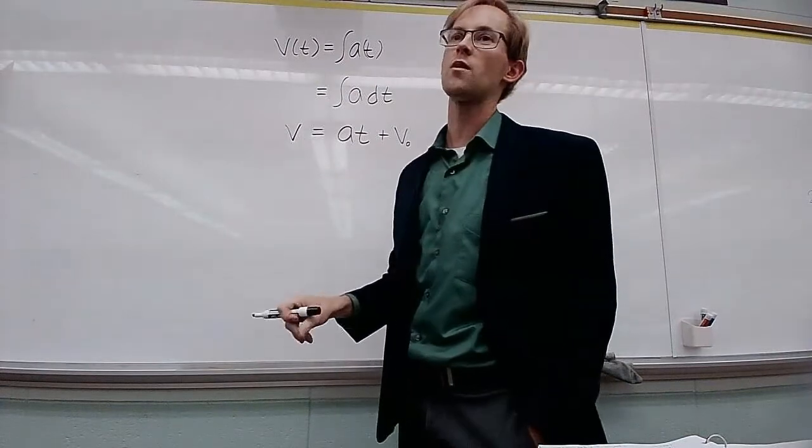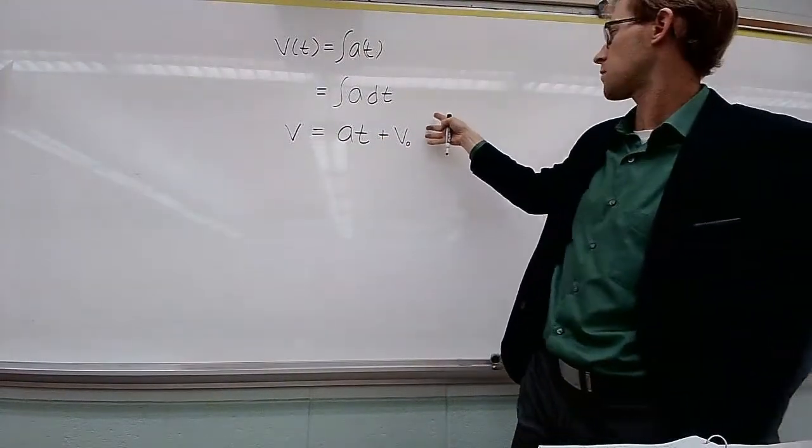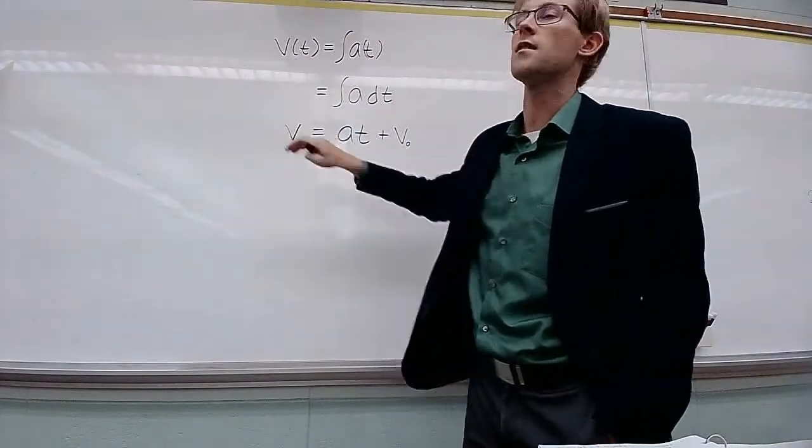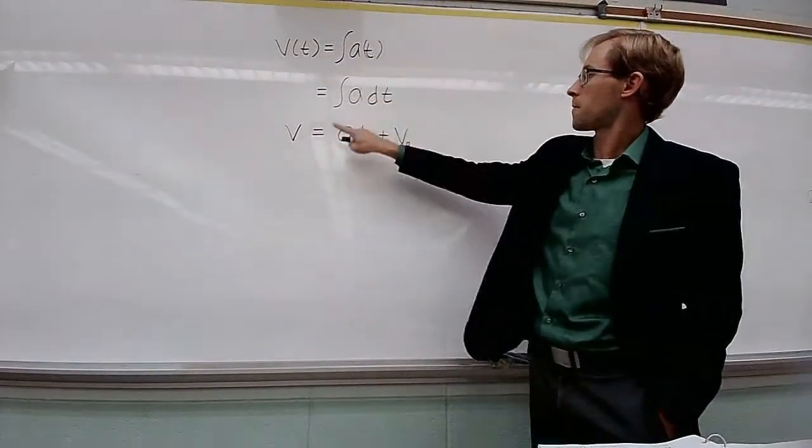So can I write like C equals something plus V0? I mean, that wouldn't be wrong, but because you're solving for velocity, your constant would have something to do with what you're solving for. Okay. So let's take this one step further.